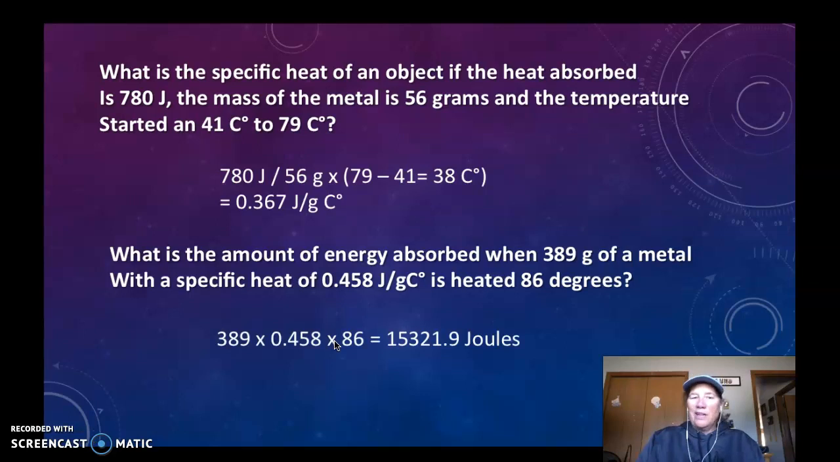All you have to do is plug in the numbers that you know. So if you just multiply them, what you'll end up getting is 153, sorry, 15,321.9 joules. That's how much energy is released when you have this 389 gram piece of metal and you heat it up 86 degrees. That's how much heat you're going to need to do that, okay?